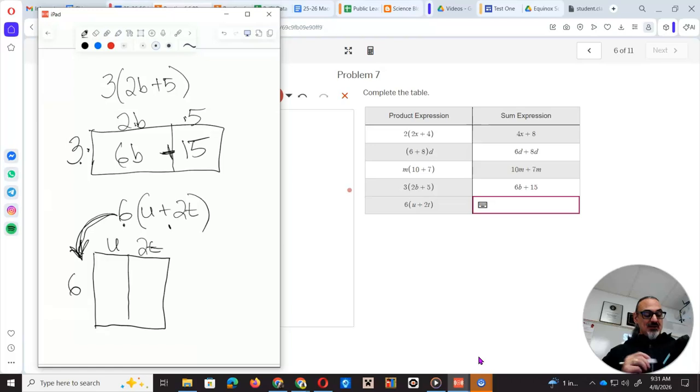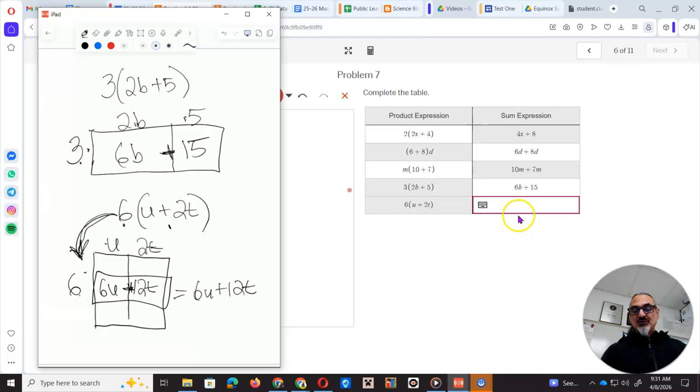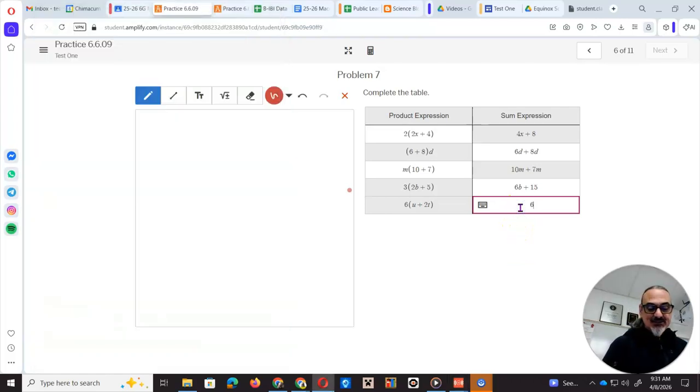All right, now get the length times the width. U times 6 is 6u, and 2t times 6 is 12t. Oh, look, there's my expression right there. So that equals 6u plus 12t. So I'm going to write it right there. 6u plus 12t. And that's what we're going to have on the quiz on Friday.